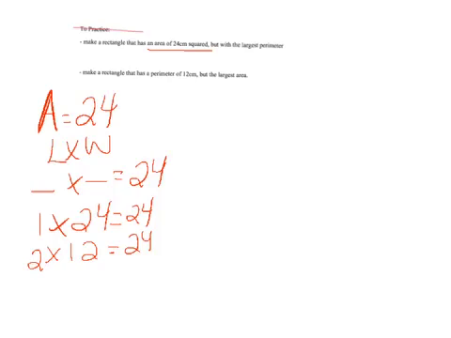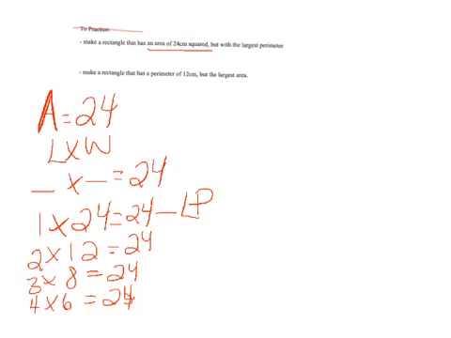Does 3 times anything equal 24? Well, yes, 3 times 8 equals 24. 4 times anything? Why, yes, 4 times 6 equals 24. 5 times anything? Well, no. 7 times anything? No. And now we're back to 6. So we now have all of the factors. From our generalization, we know that the largest perimeter is going to be here. We know that the smallest perimeter is going to be here.